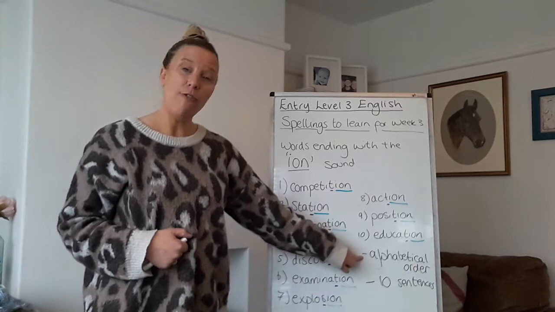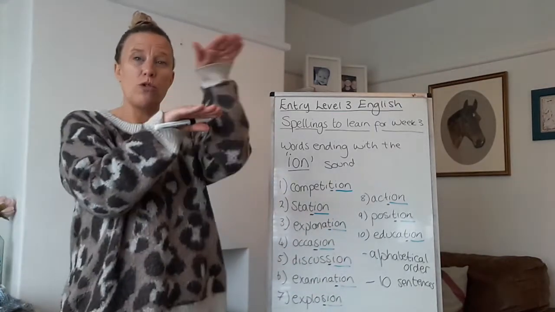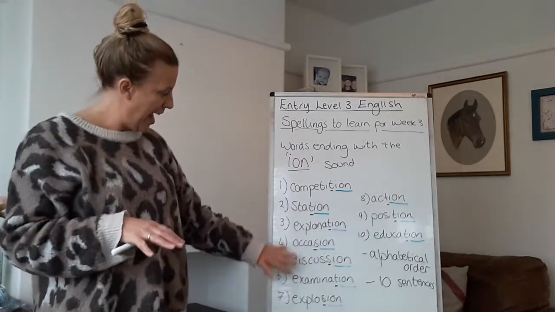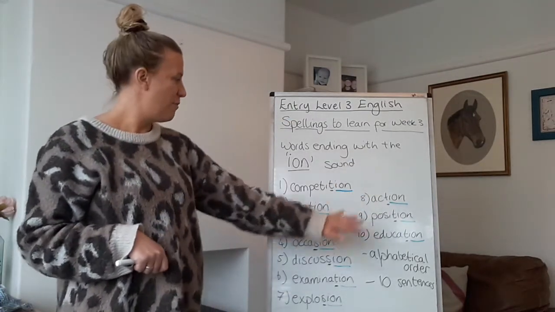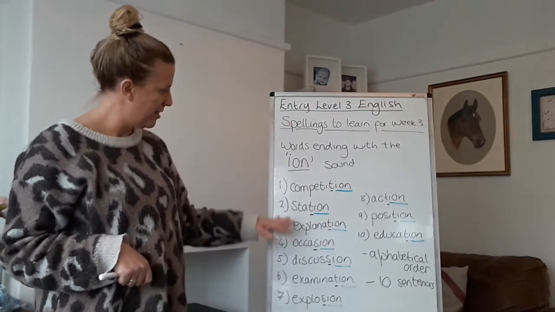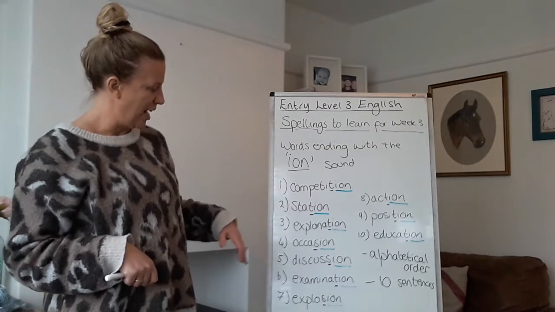So I want them in alphabetical order. Do we know what we mean by alphabetical order? That means putting them in order of the alphabet. So anything with A comes first. So action would be first. Anything with B comes second. There's no B's. So then we go to C, competition, etc.